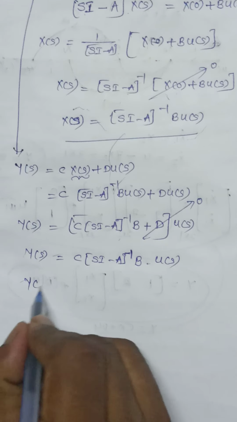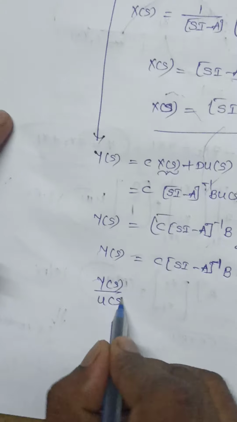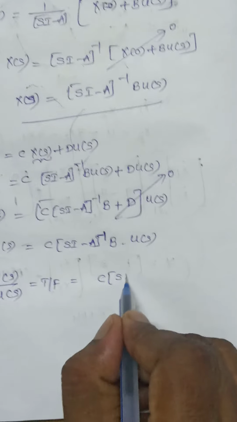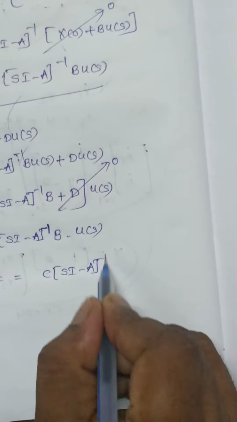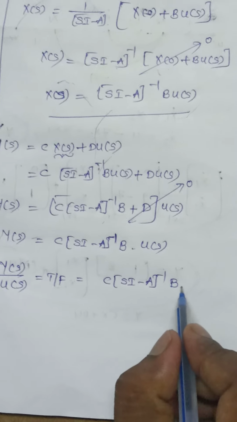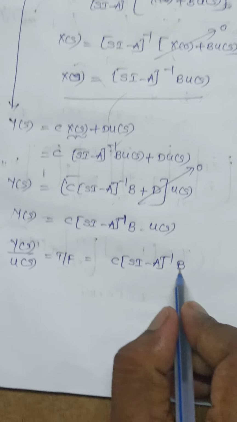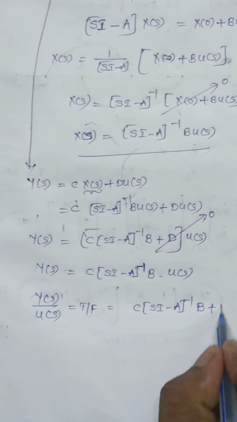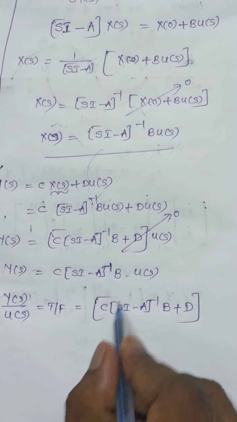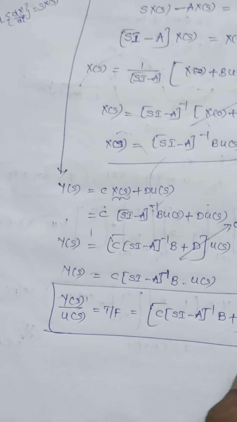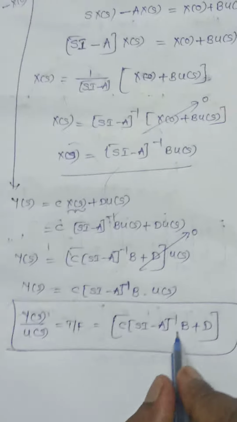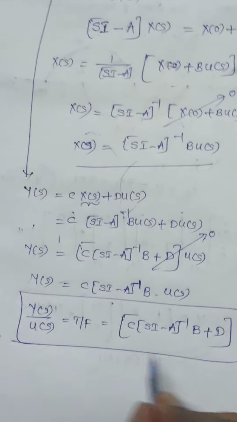Now Y of s by U of s, it is nothing but the transfer function, that is equal to C into (sI minus A) whole to the power of minus 1 into B. If D is not equal to 0, then this term will also be present here. So this is the transfer function. Normally it will become 0. So this is the transfer function, C into (sI minus A) whole power minus 1 into B plus D.